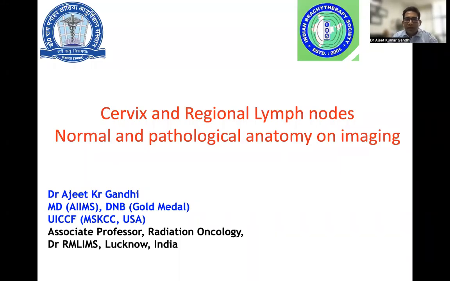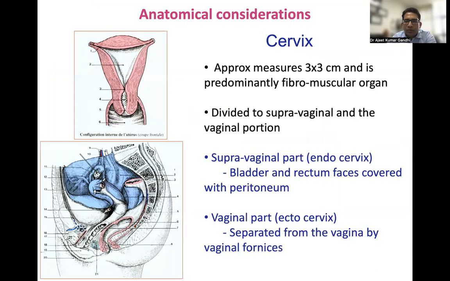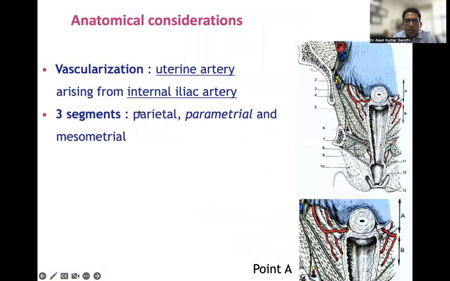Hello everyone, and today we will be learning cervix and regional lymph nodes, normal and pathological anatomy on imaging. So the cervix is a fibromuscular organ, approximately 3 cross 3 centimeters in size, and it is divided into supravaginal and vaginal portions. The supravaginal portion, also known as the endocervix, faces the bladder and rectum, and it is covered by the peritoneal surface, whereas the vaginal part, which is the ectocervix, is separated from the vagina by vaginal fornices.